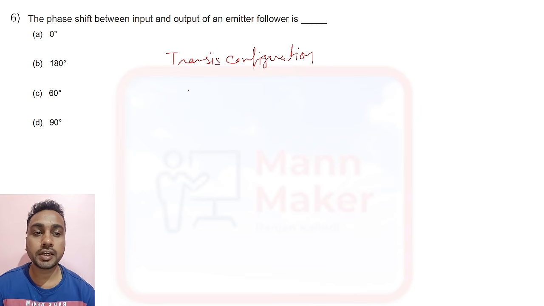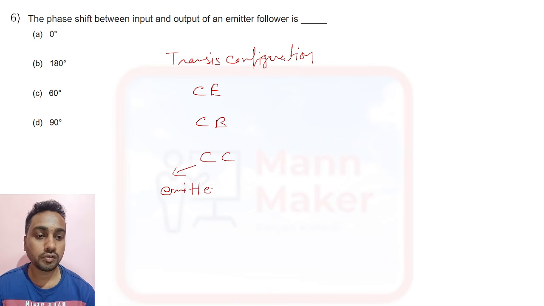So generally we have three types of transistor configuration: common emitter configuration, common base configuration, and common collector configuration. This common collector is also called an emitter follower circuit.